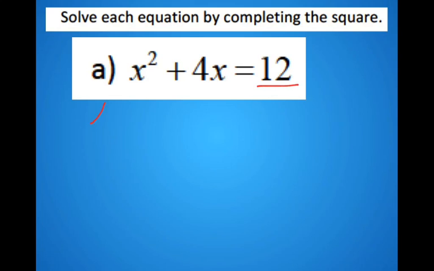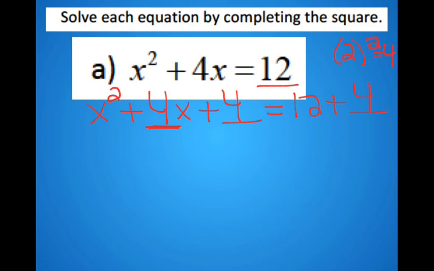So the next thing to do is to get it ready to add that special c that makes the left-hand side a perfect square trinomial. So remember to figure out the number that goes in the blank. It's going to be half this number here squared. So half of 4 is 2, and 2 squared is 4. So that's the number that goes in the blank.